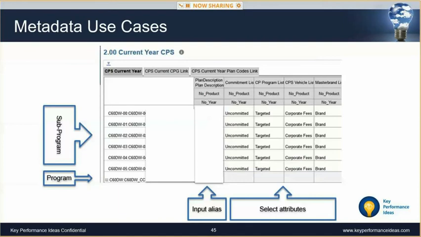Visually, just to see what that form looked like to the users, these are their programs and sub-programs over here on the left. Here's the column where they would input those aliases or descriptions, and these are the 4 attribute dimensions where they would pick from a drop-down to select the attributes.